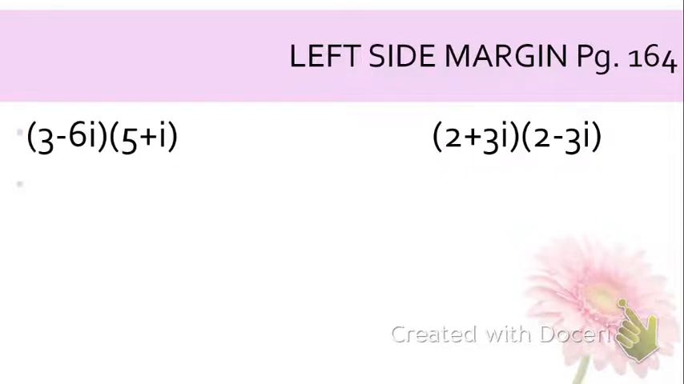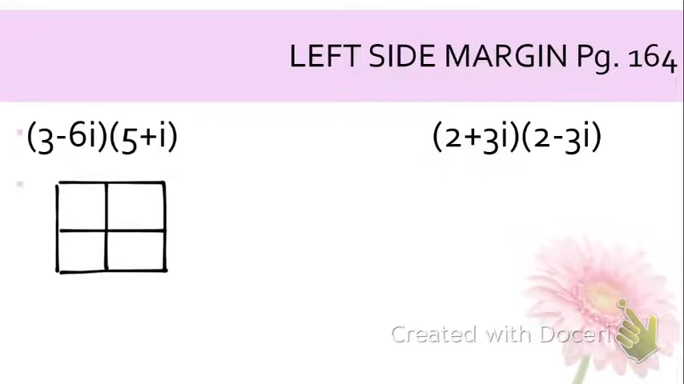I know for multiplication, we're kind of used to these. This is our last two examples, and then we're going to start our homework. So we're going to make our box, and we're going to multiply this out.